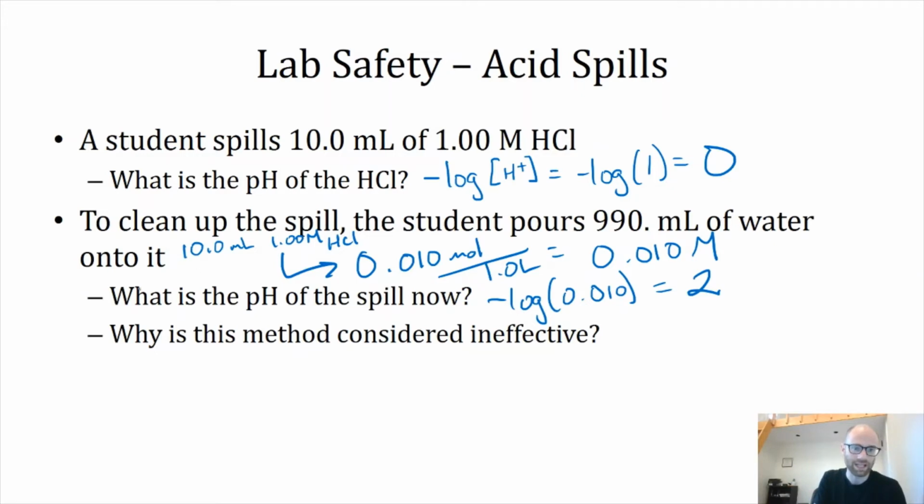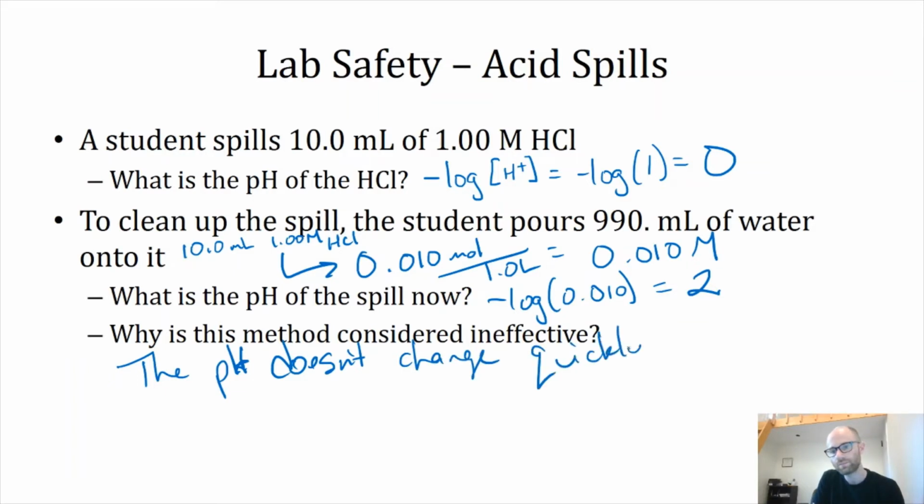For me, that kind of sounds like why this is ineffective. The pH doesn't change quickly enough. And that's true of any acid or any base. If you have an acid or a base and you try diluting it, the volume of water needed to get to a point where you would consider it neutral, 7, as a pH value is astronomically large.